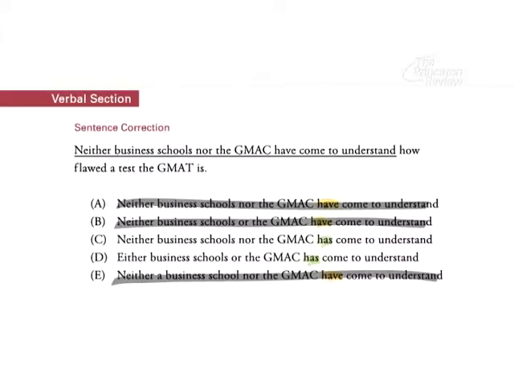Now we're left with just C and D. The difference between C and D is neither nor versus either or. Well, the sentence initially said neither nor, and therefore either or changes the meaning unnecessarily. Any unnecessary change in meaning in a sentence correction question is wrong. Therefore, the answer is C. Now that we have the basic approach down for sentence corrections, let's look at another one.